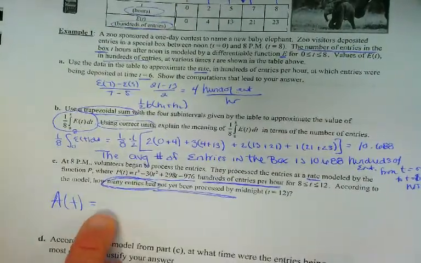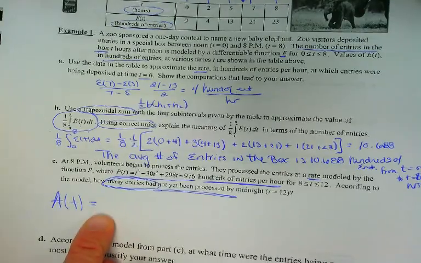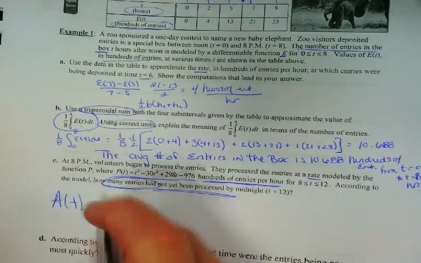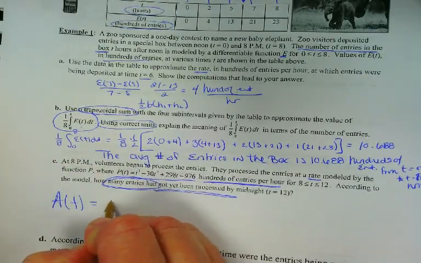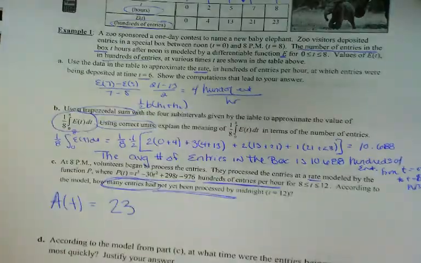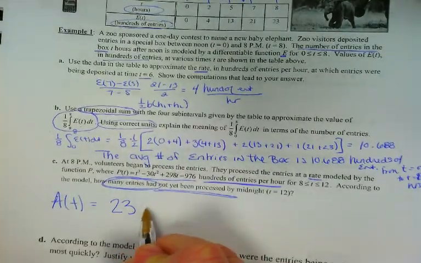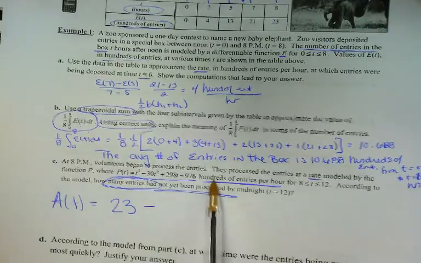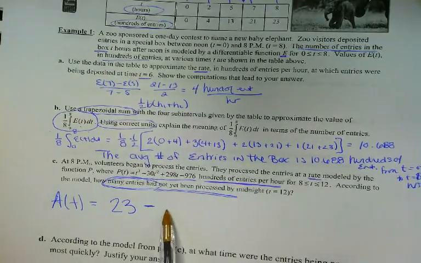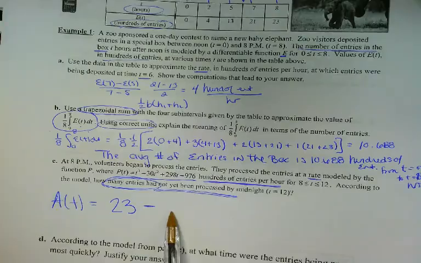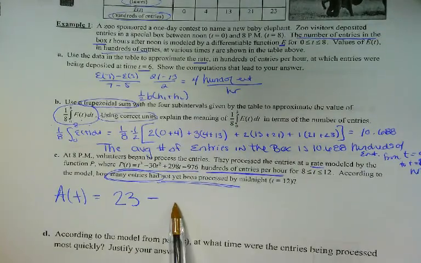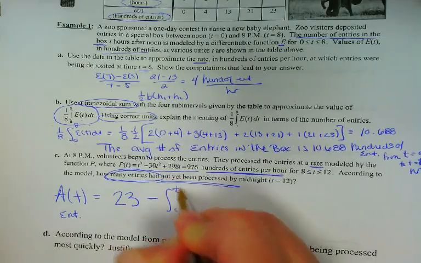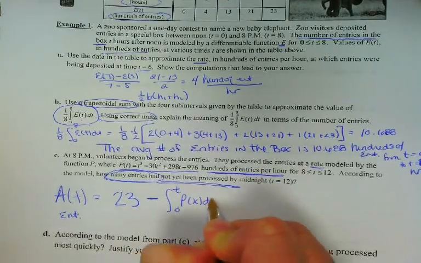How many entries are we starting with when we begin this? And we're starting at 8 p.m. So how many entries do we have in the box? 23. Okay, now we're going to process them, so we're looking at them, right? We're going to take them out. Now I'm given P of t, which is hundreds of entries per hour. So do I want P of t or the integral of P of t? Integral, because I'm trying to find entries. So I'm going to integrate from 0 to t of P of x dx.